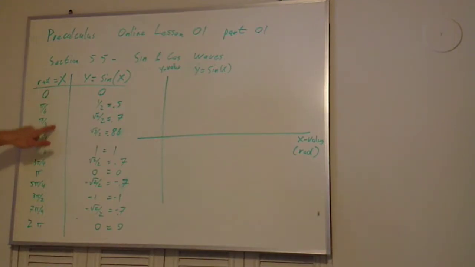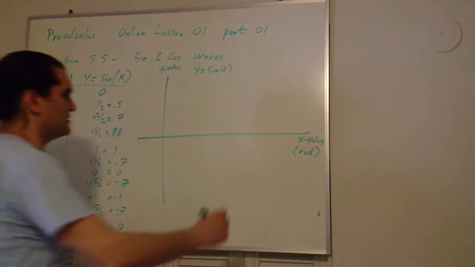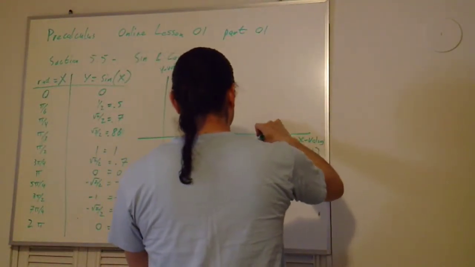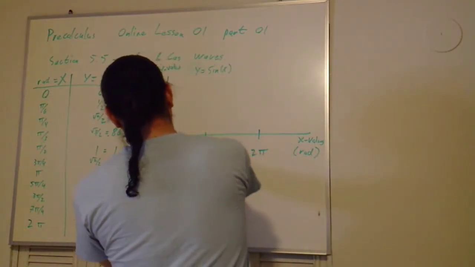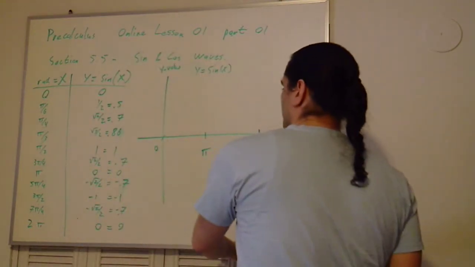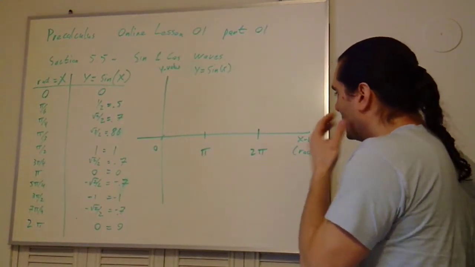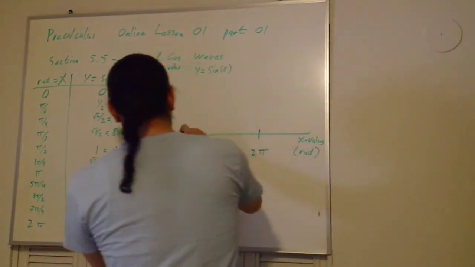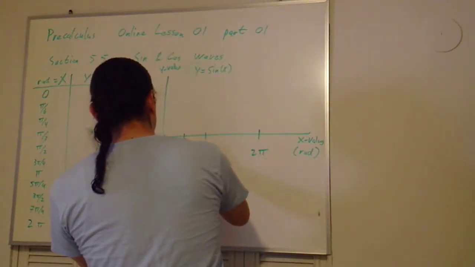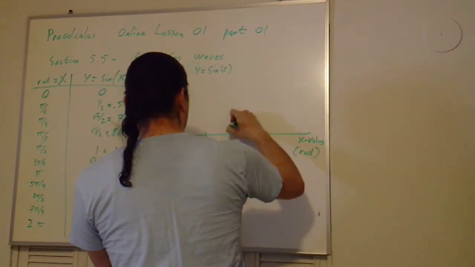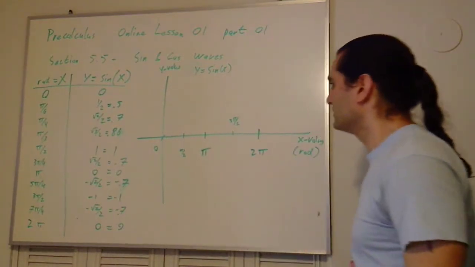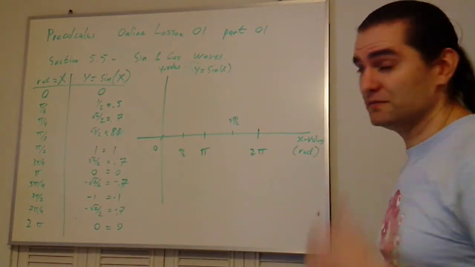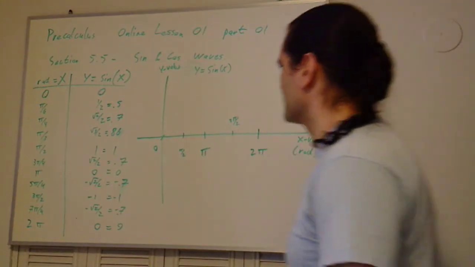In terms of the x-axis, I need to know where these things sit. 2 pi, I'll say, is about 6 1/4. We'll put that right here. Pi then goes here. I'll put 0 right there. That's where 0 goes. Pi over 2 is going to be here. 3 pi over 2 is going to be here. And the rest of these things are going to fall somewhere in the middle. I think this is enough to approximate about where everything's going to sit.